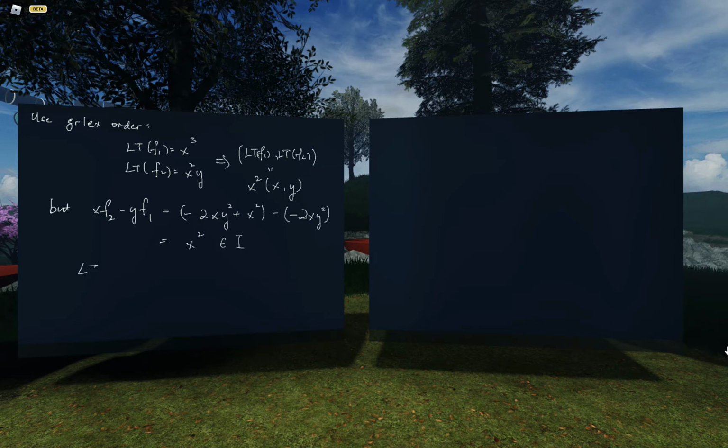So LT of this element is itself, and that's inside LT I. Remember, the definition of LT I was that you take all the elements in I and only look at the leading terms, and we found an element in I which is the same as its leading term, so this is in I and LT I. But this x squared is not in the ideal that we wrote down here, because if it did, then it wouldn't be this ideal.